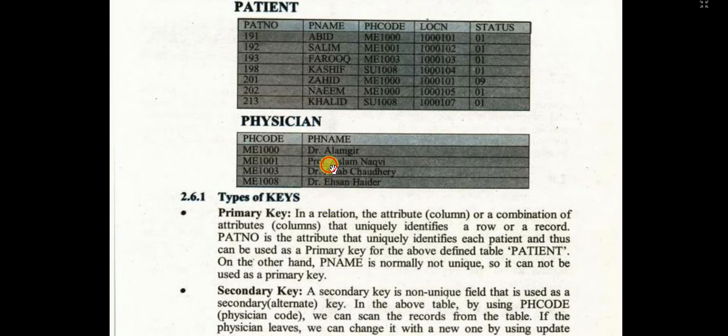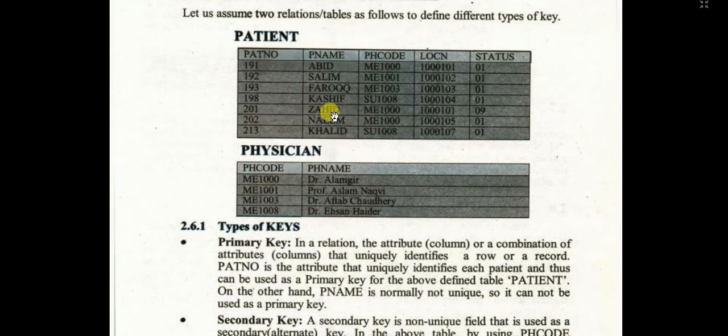So they are telling us that, on the other hand, this patient number cannot be the primary key. Why? Because two patients can have the same name. For example, if we have Abid, there can be another patient whose name is Abid. But if one patient has the patient number 191, another patient cannot have the number 191. For example, if you are a citizen of a country, you have an ID card and a specific number on it, and that number is unique for you. No two people can have the same CNIC number. Similar is the case with this.